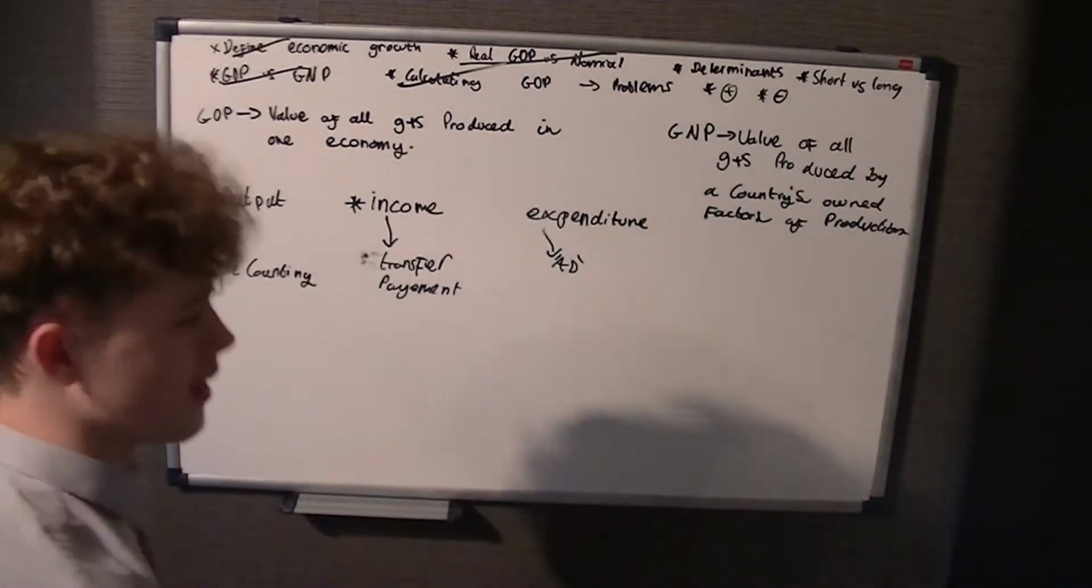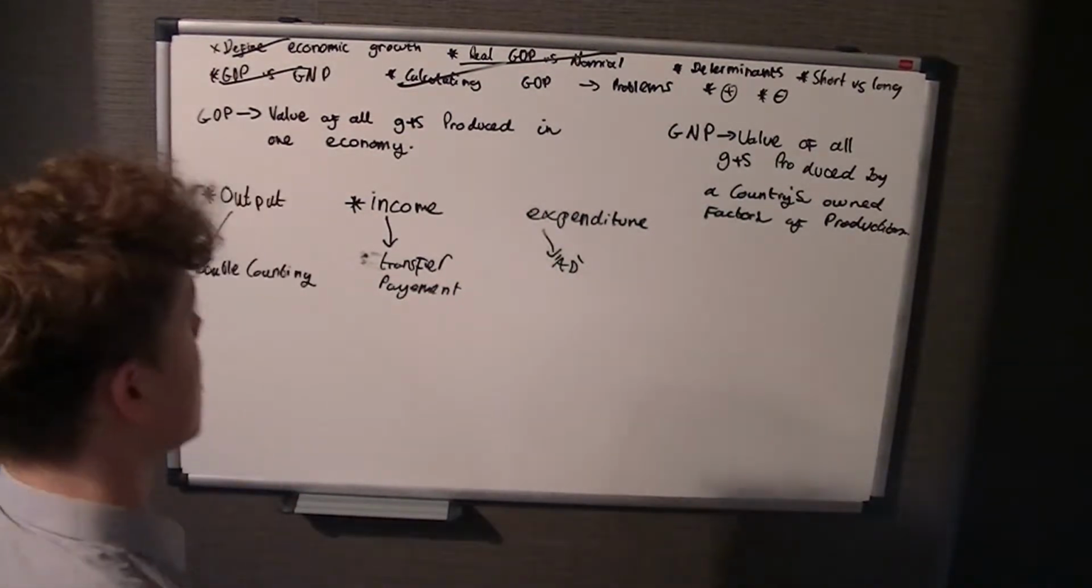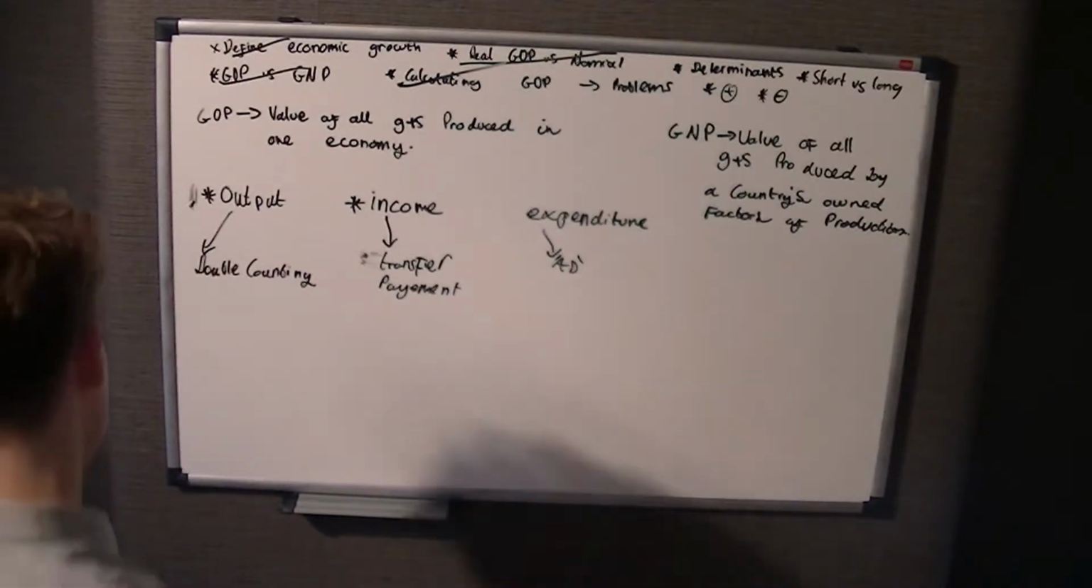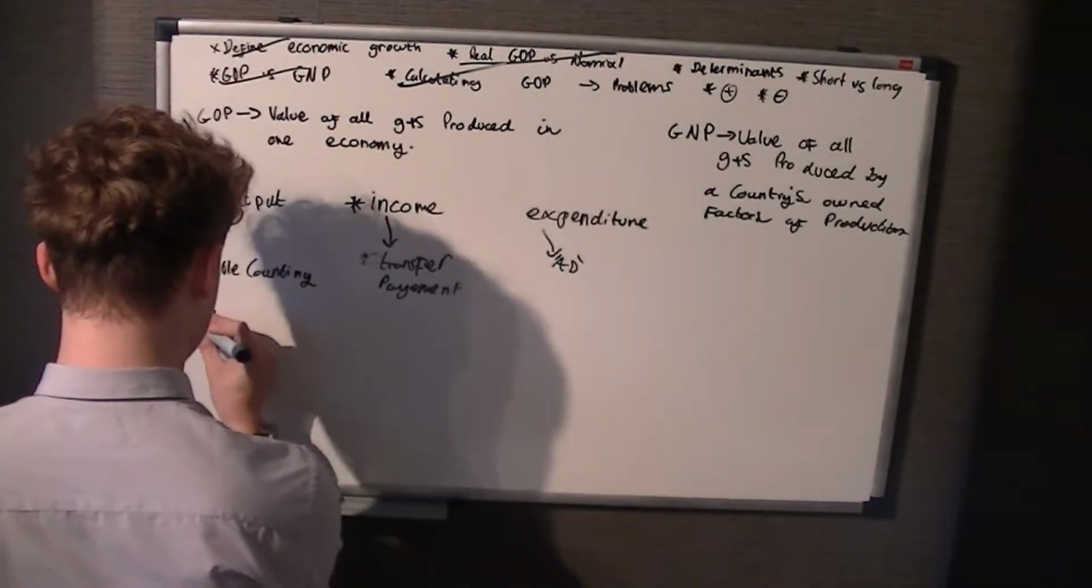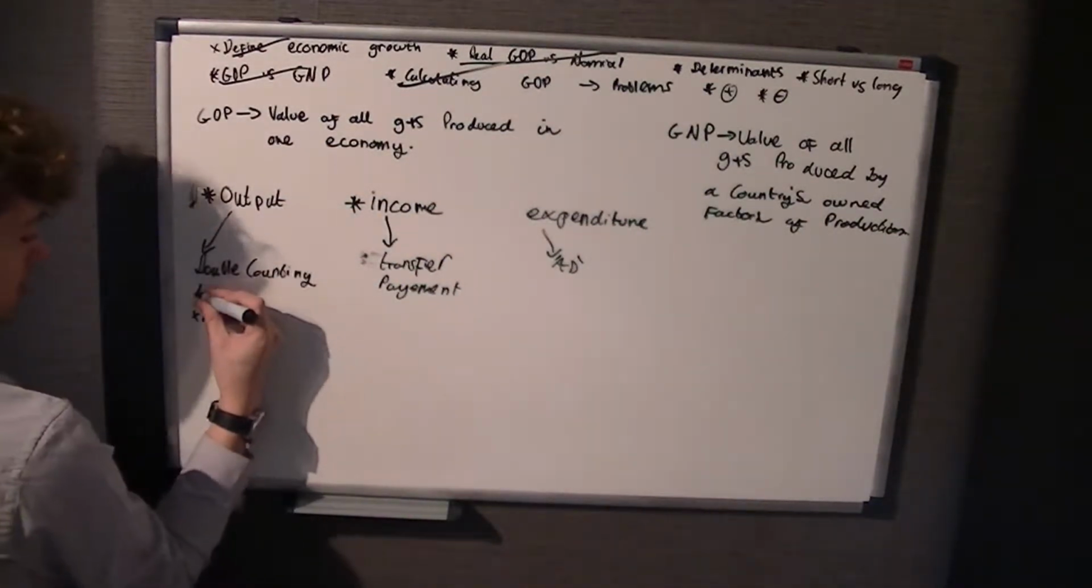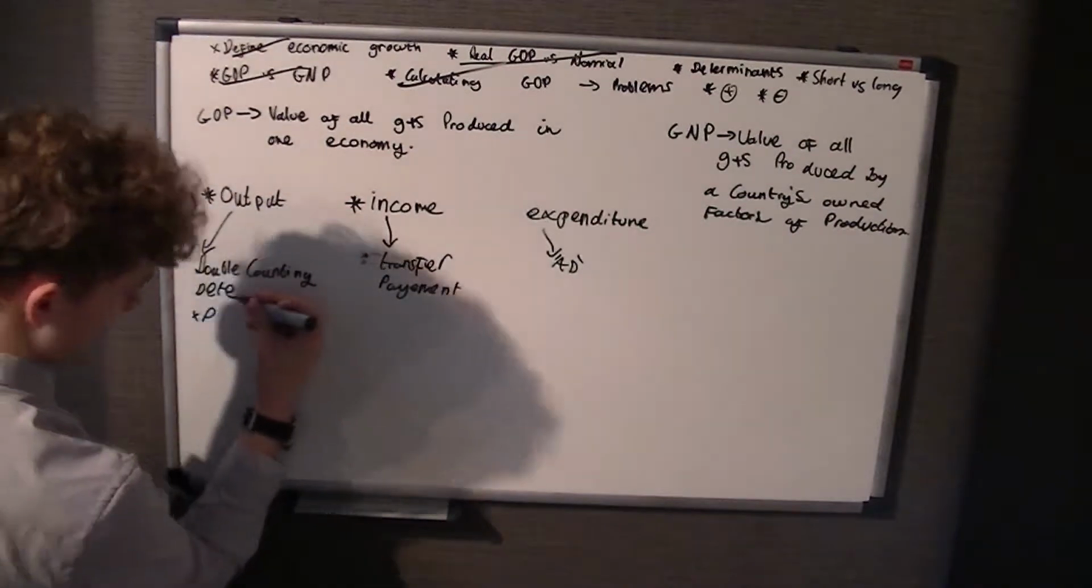So what are the problems in calculating GDP or economic growth? Well, the first one is the population change. I just put determinant problems.